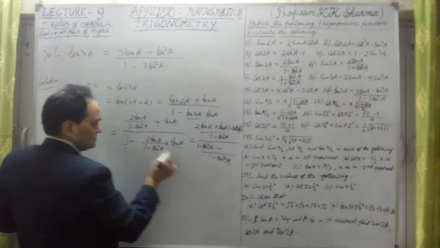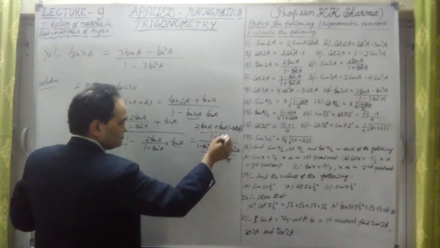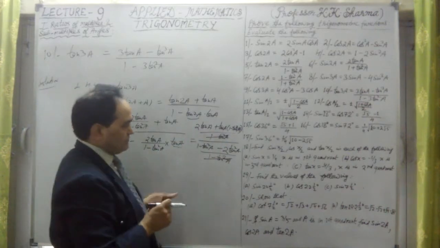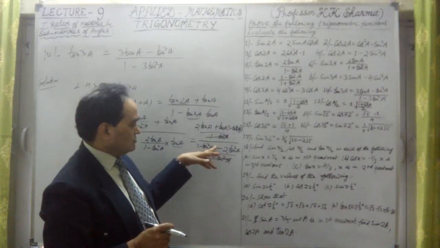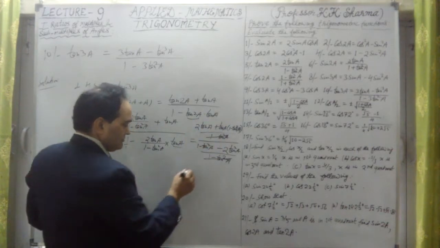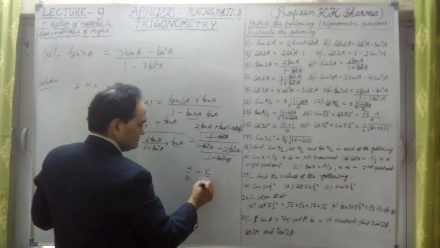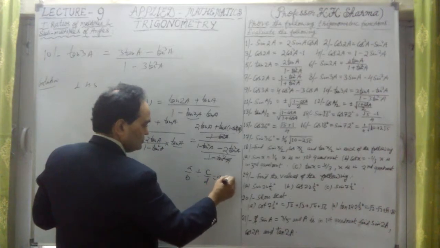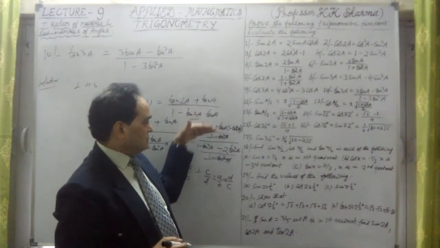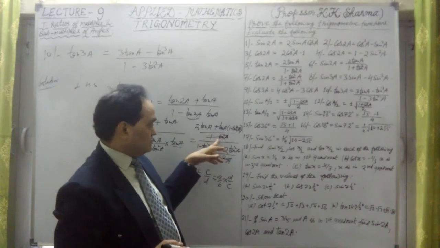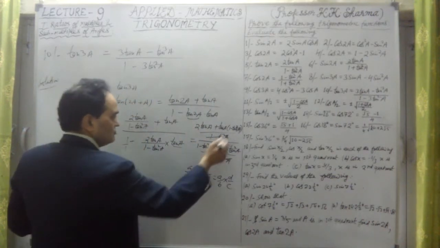Now this tan a into tan a is tan square a, so 2 tan square a. Try to understand. Now this LCM 1 minus tan square a will be cancelled out by the rule a upon b divided by c upon d. Now if a upon b is divided by c upon d, it will be equal to a upon b into d upon c. So this 1 minus tan square, which is in the denominator, will come in the numerator, so that it cancels out. 1 minus tan square, 1 minus tan square is cancelled out.